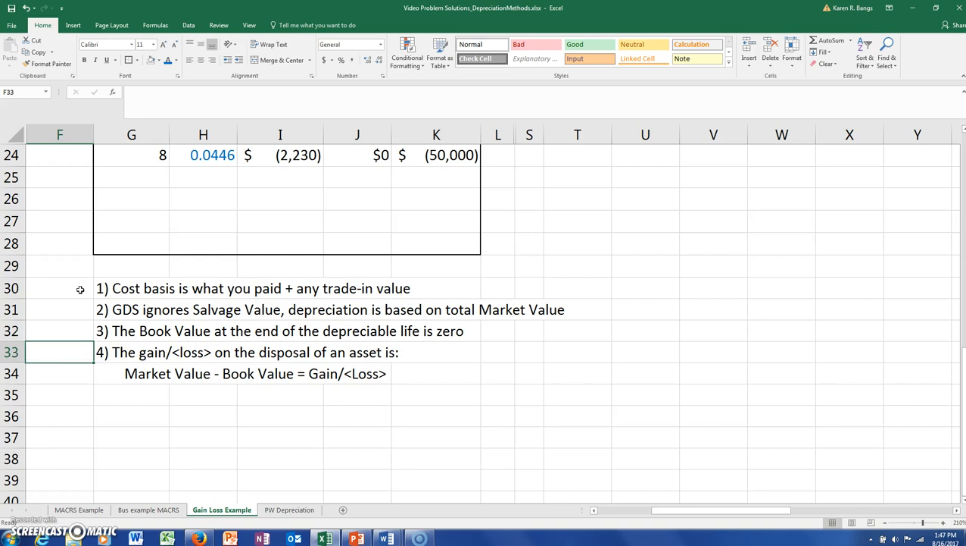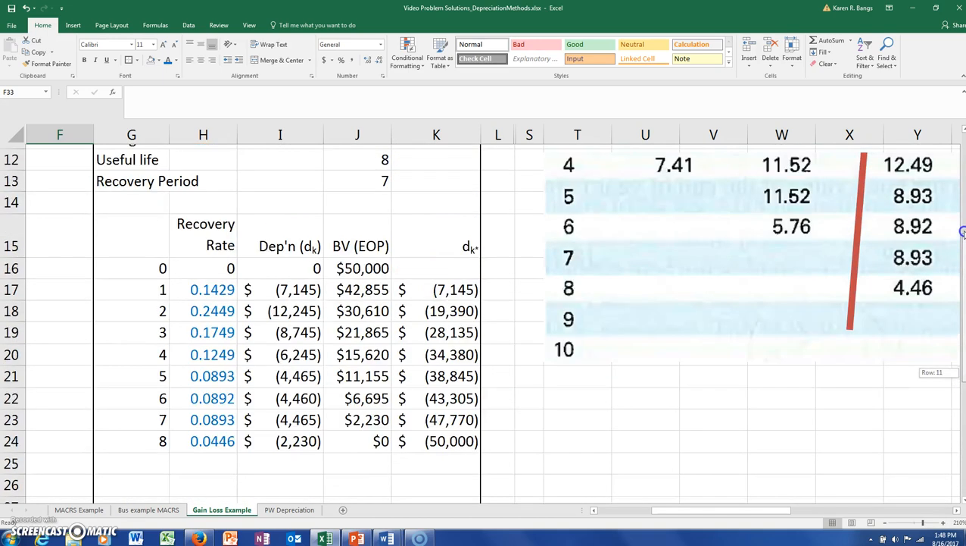The new concept here is the gain or loss that we incur at the disposal of an asset is calculated by taking the market value at the time we dispose of the asset minus the book value at the time we dispose of the asset, and then that is our gain or loss. If market value is higher than book value, then that's a gain, that's positive, that's going to add to our net income, and we'll have to pay taxes on that. If market value is less than book value, then that's going to create a loss, and that will reduce our taxable income and we would pay less in taxes. Okay? So let's scroll back up to the top here.